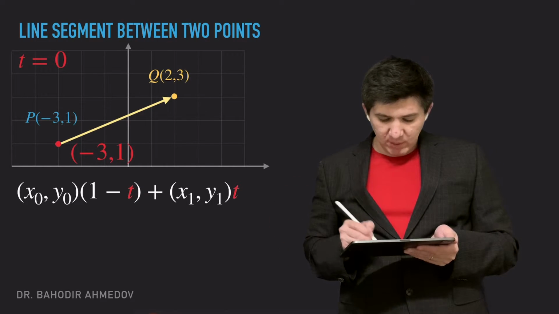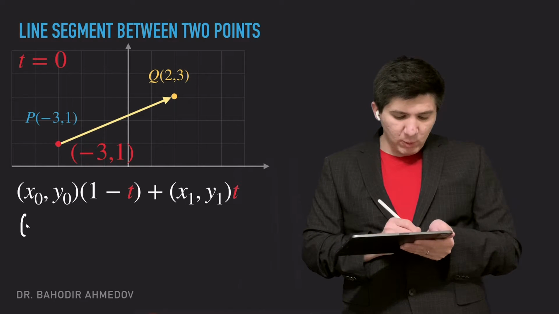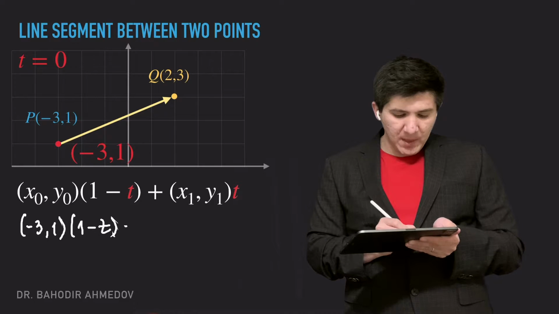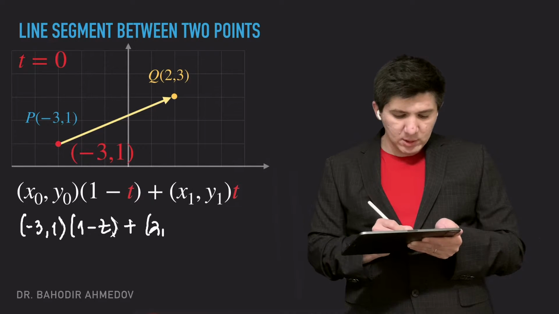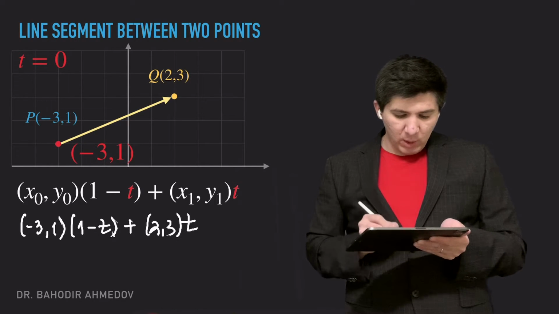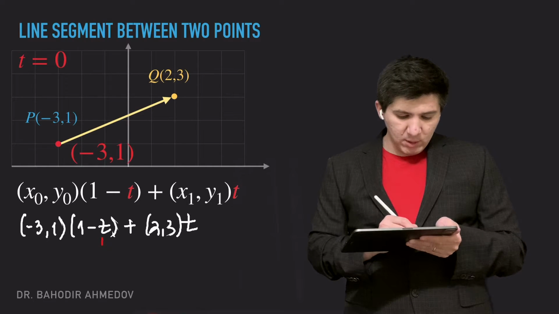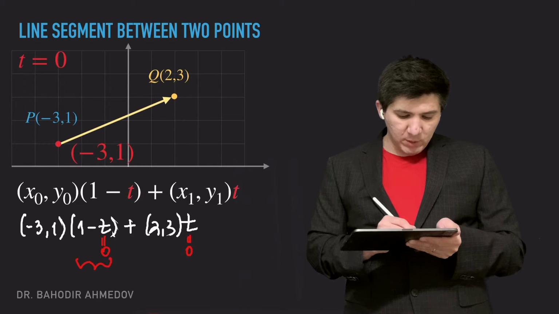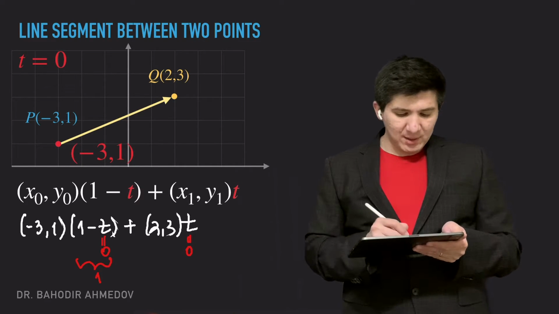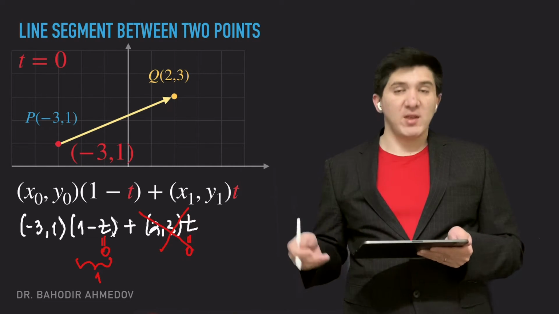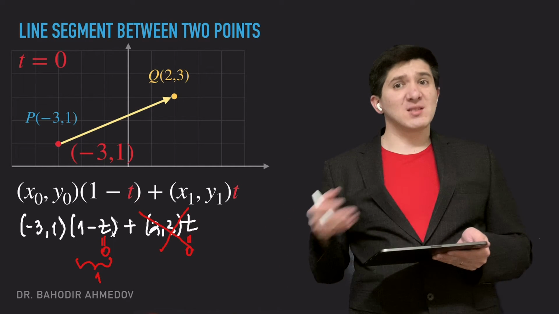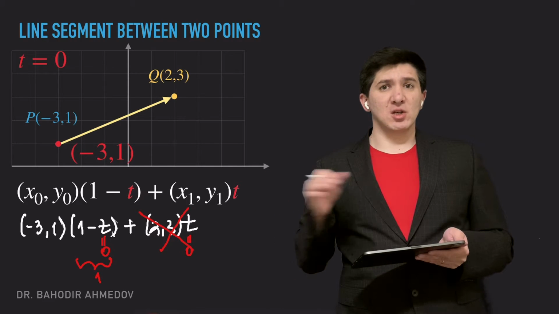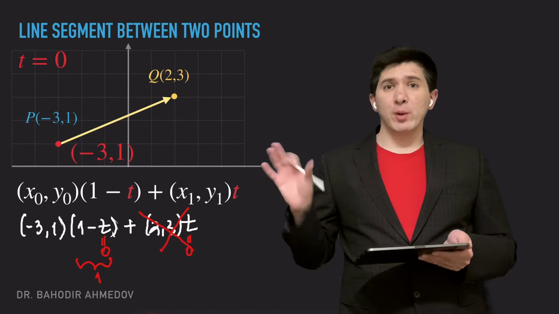Let me write down the equation of the line segment here one more time: (-3, 1) times 1 minus t, plus (2, 3) times t. If t is equal to 0, then this bracket is equal to 1, and this second term is going to be neglected because of that 0. What you get is just the starting point. So just changing the value of t is always going to give you points between these 2 points.